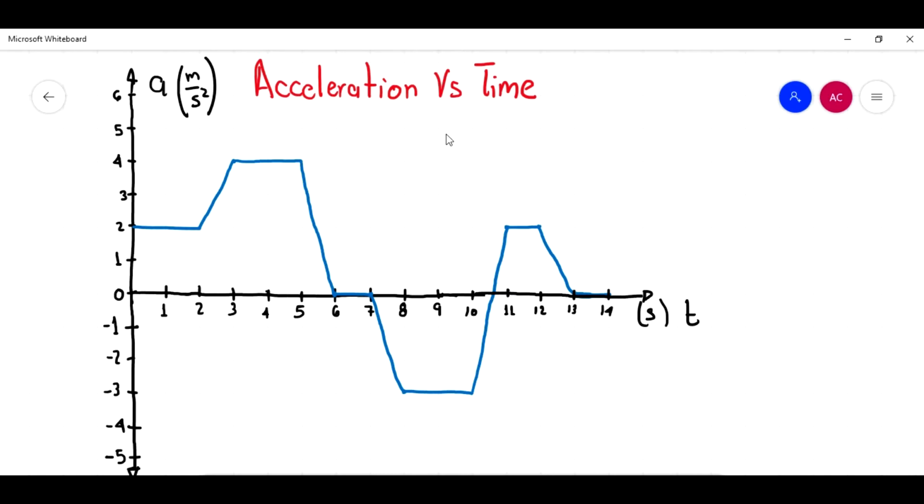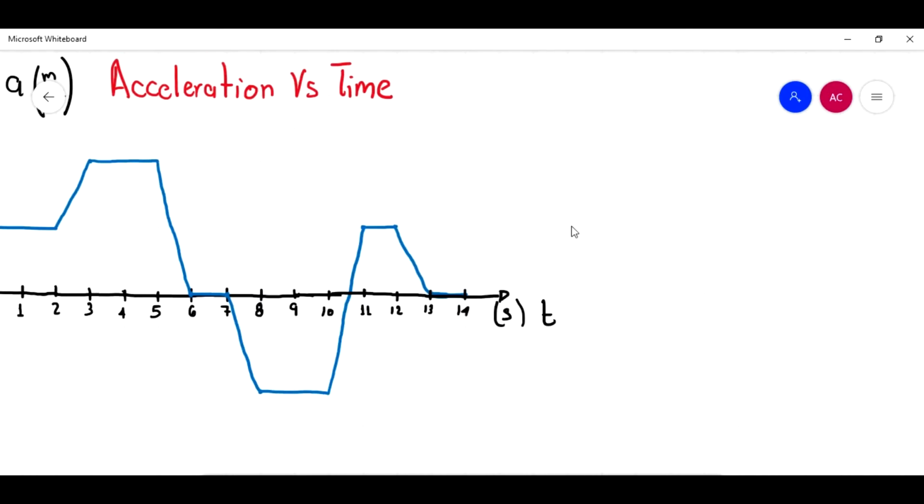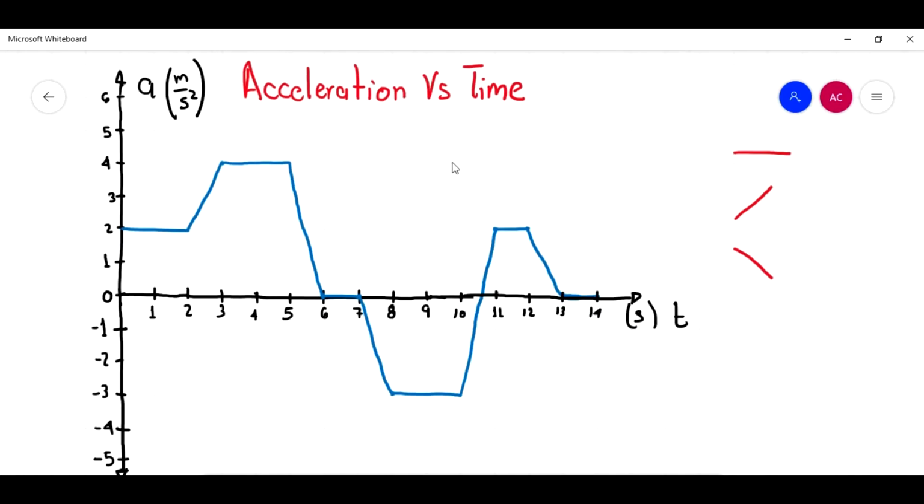In this motion, we got the acceleration in a positive way, and then it turns negative. I'm going to do something just as in the previous graphs. We're going to have the horizontal line, and in a moment we're going to see the meaning of the horizontal line, and also the meaning of the line that goes upwards and the line that goes downwards.